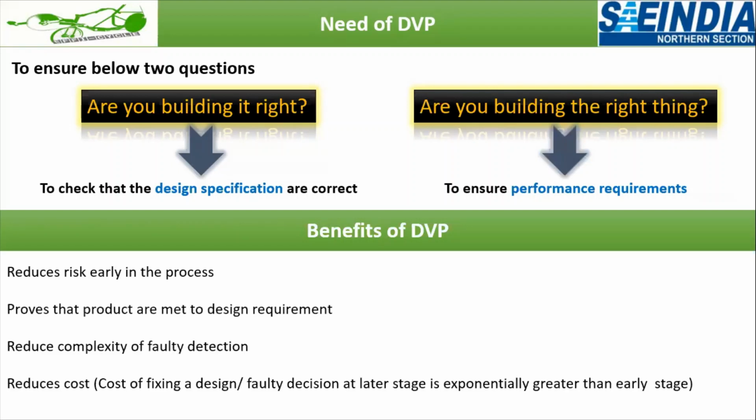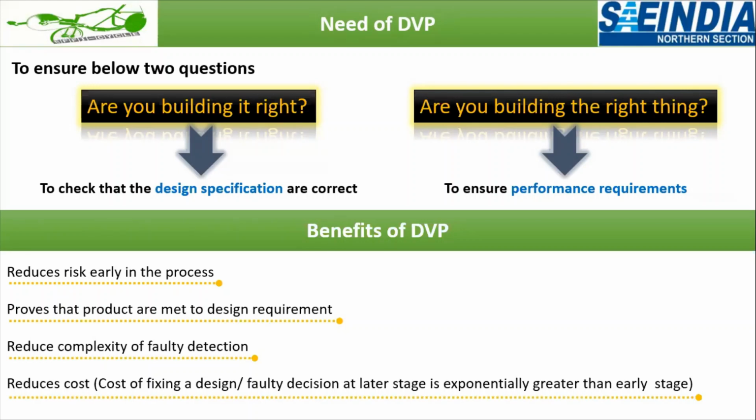Here are a few benefits of DVP. Number one, it reduces risk early in the process. Number two, it proves that products are made to design requirement. Number three, it reduces complexity of fault detection. Number four, it reduces cost, because the cost of fixing a design or quality decision at a later stage is exponentially greater than at an early stage.